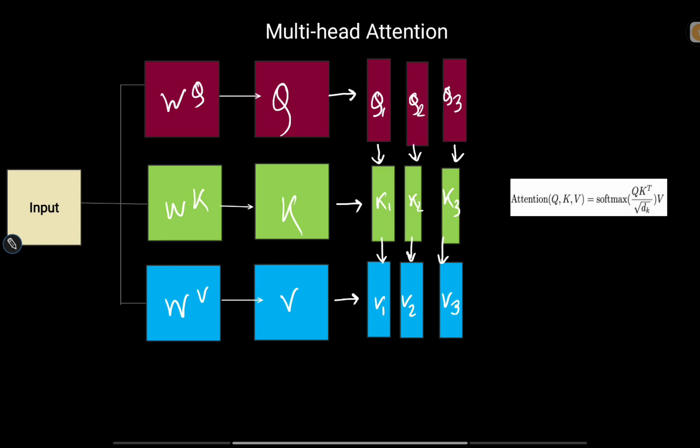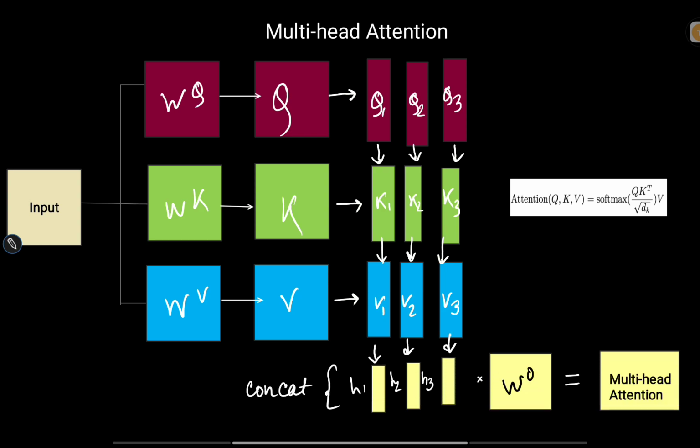Now we do this attention operation. Using this formula, we will calculate each of these heads, which are H1, H2 and H3, using the same formula which I already talked about in the last few minutes. And after that, we will concatenate each of these heads, H1, H2 and H3, and that gets multiplied with an output matrix which is WO, and we get the multi-head attention, right?